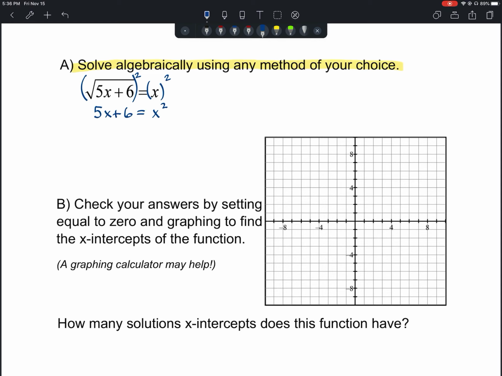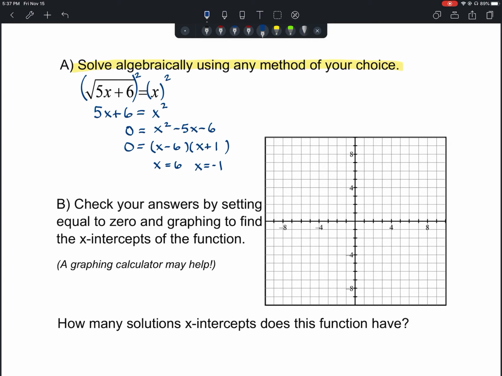So this is quadratic. Set it equal to 0. If it's me, I'm going to subtract the 5x and the 6 from each side. That way my x squared remains positive, and that's probably a little bit easier to factor then. So this one should factor into (x minus 6)(x plus 1). And when we set it equal to 0 and solve it there, we're going to end up with an answer of x equals 6 and x equals -1.